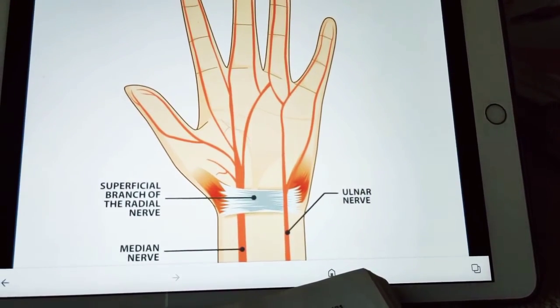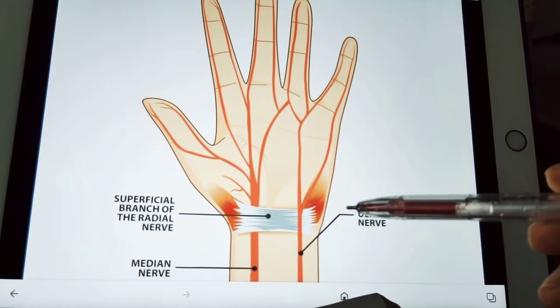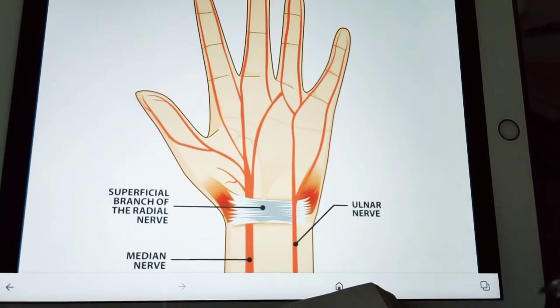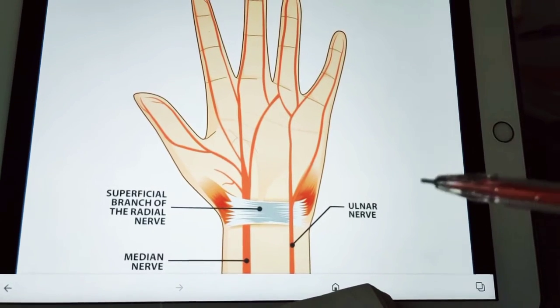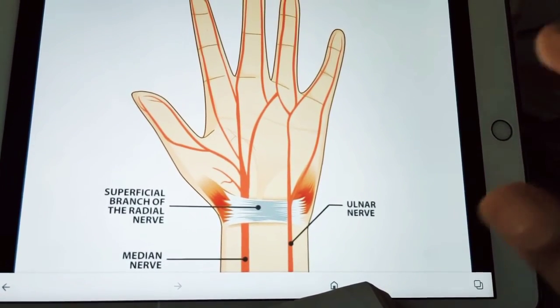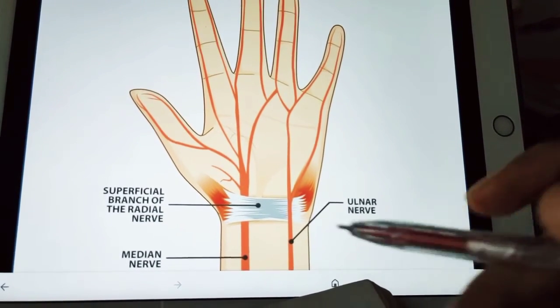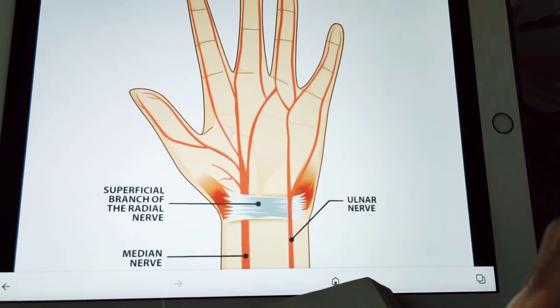The ulnar nerve is the main nerve of the hand, like the lateral plantar nerve in the foot. Whenever we see the lower limb anatomy, then we'll discuss the lateral plantar nerve. So just remember that the ulnar nerve is the main nerve of the hand, and it's like the lateral plantar nerve in the foot.